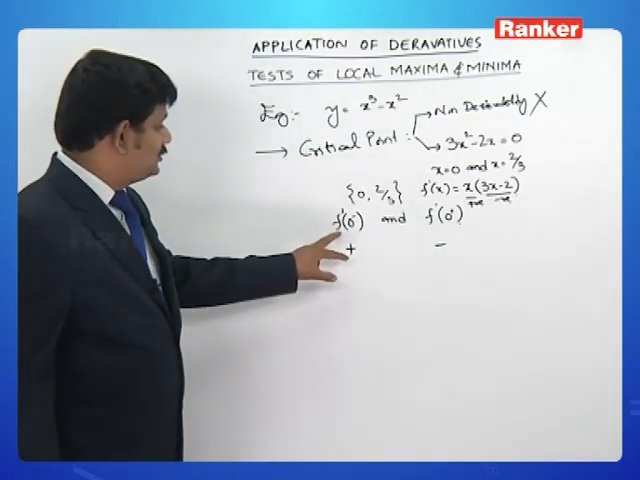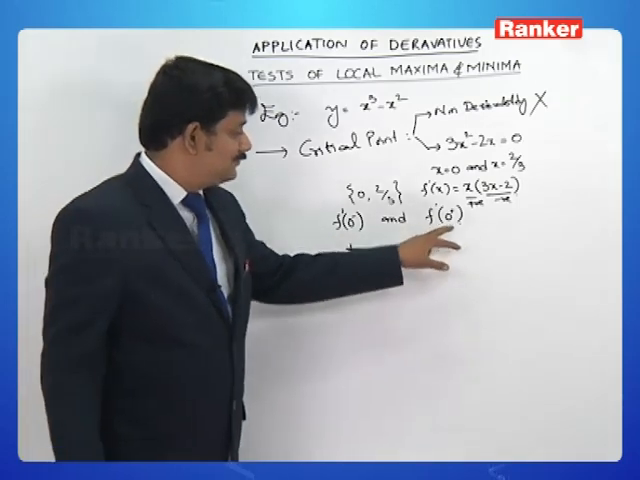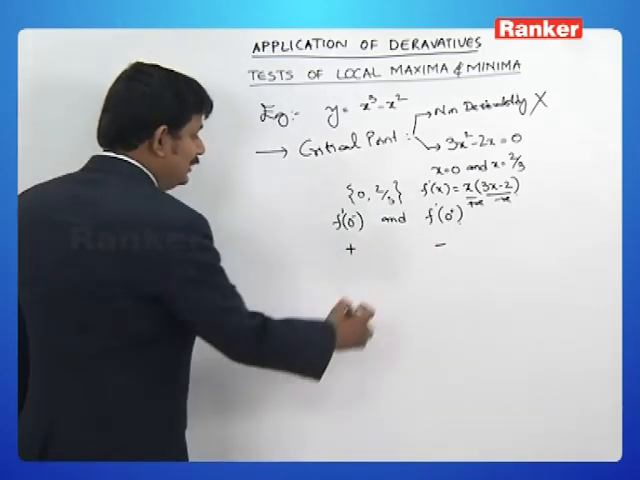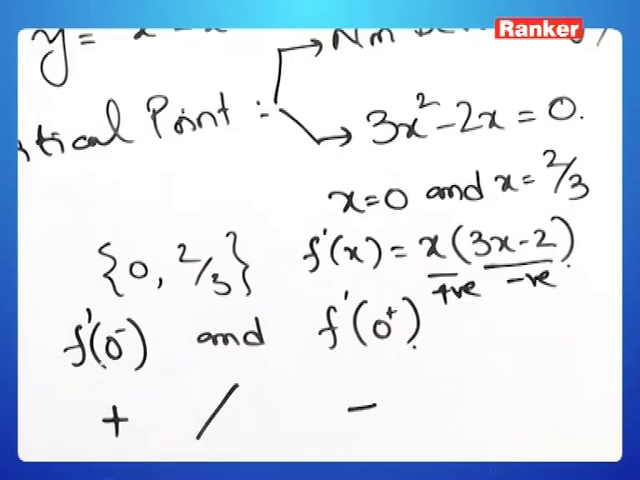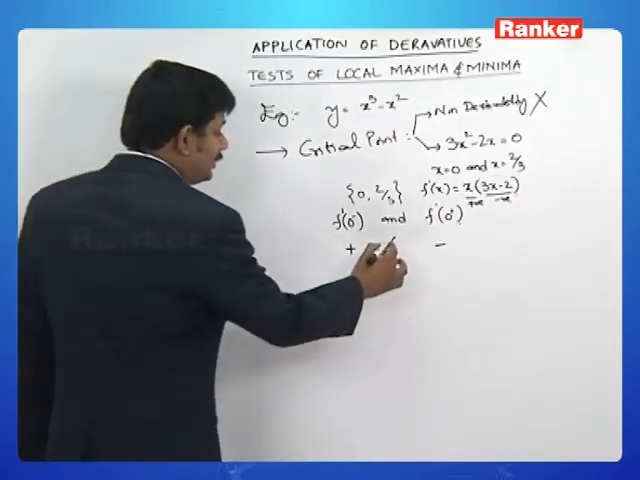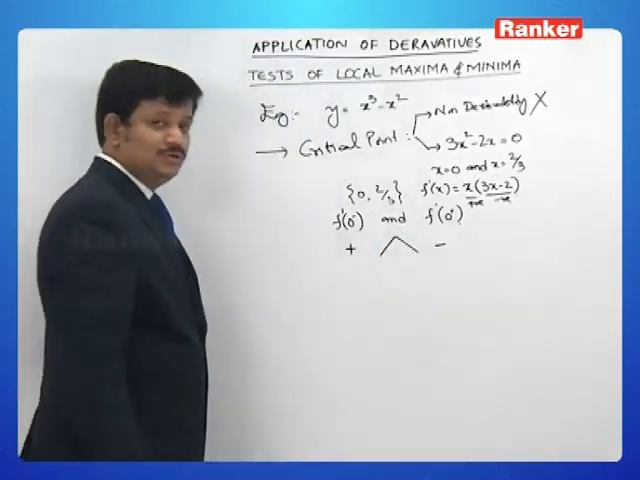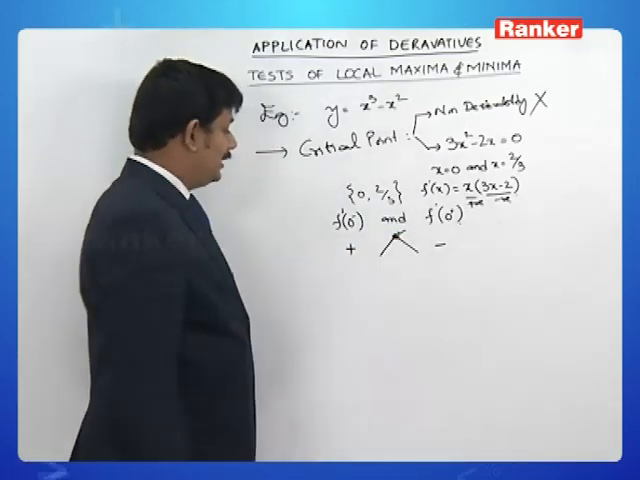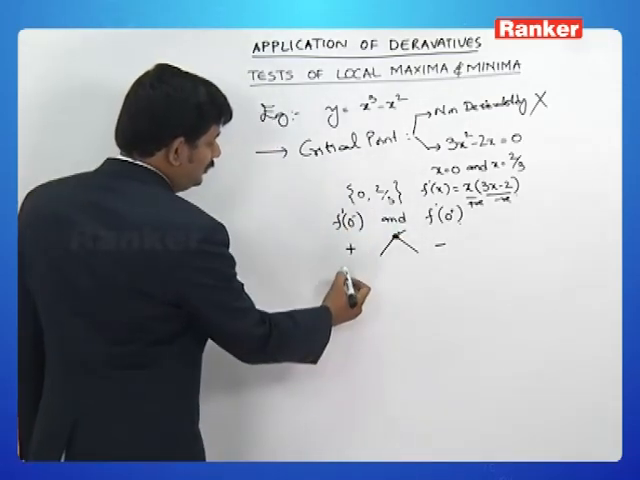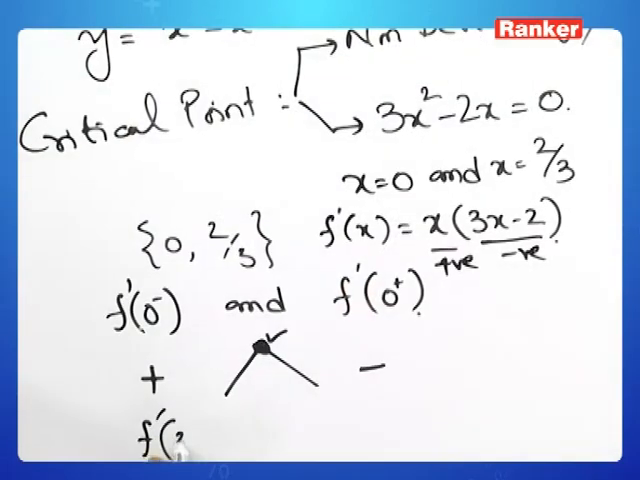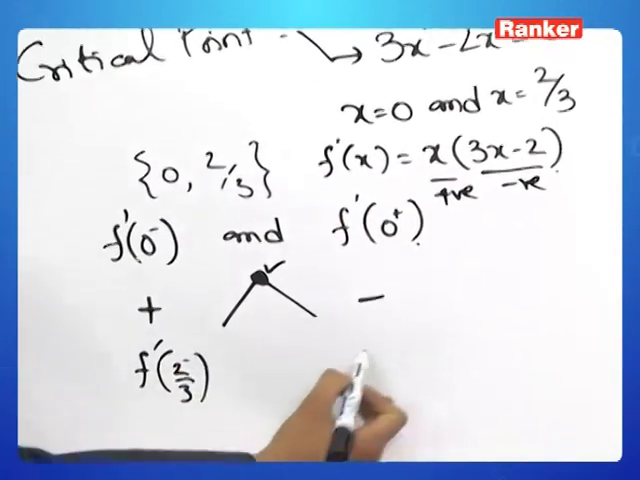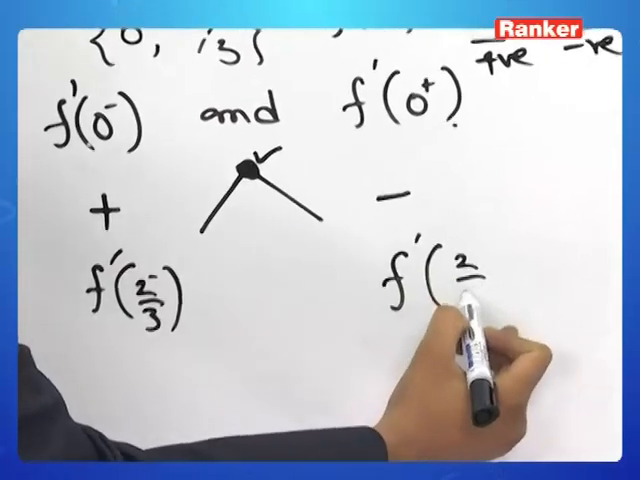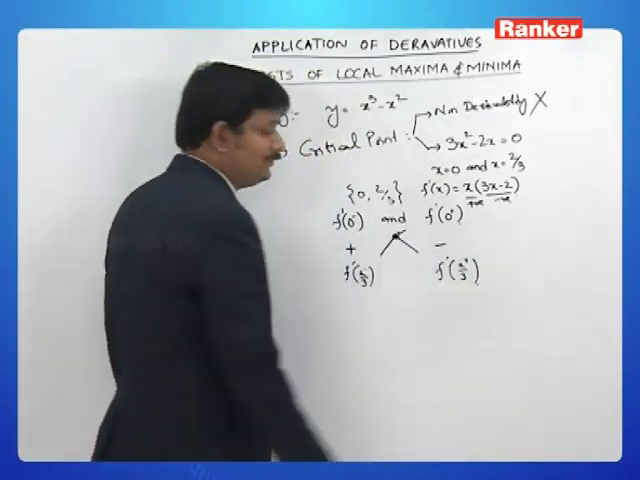So we can see f dash of 0 minus is positive and f dash of 0 plus is negative. To the left we have a tangent with acute angled inclination, and to the right you have a tangent with obtuse angled inclination, and this qualifies to be a point of maxima. At 2 by 3, f dash of 2 by 3 minus and f dash of 2 by 3 plus is what we need to focus on.